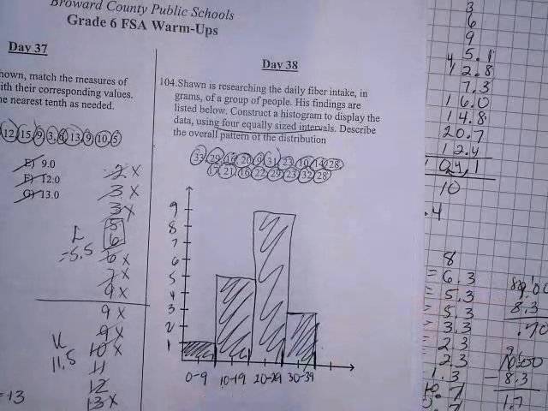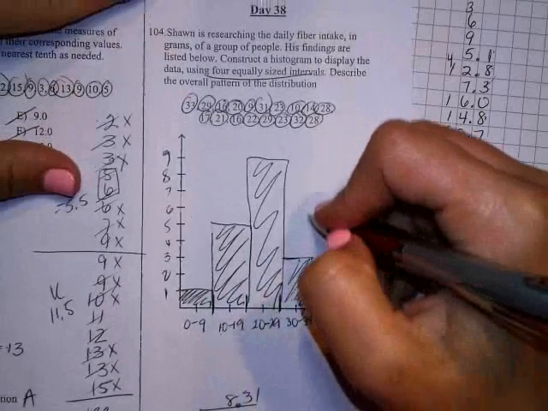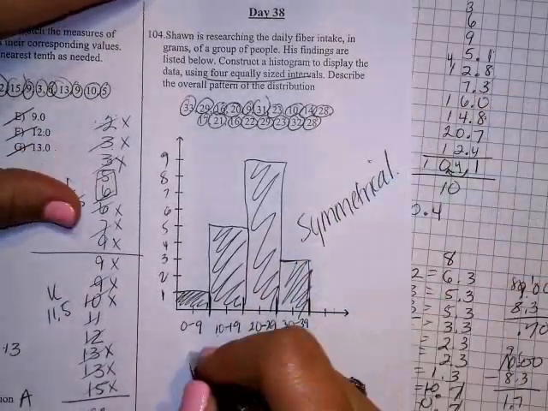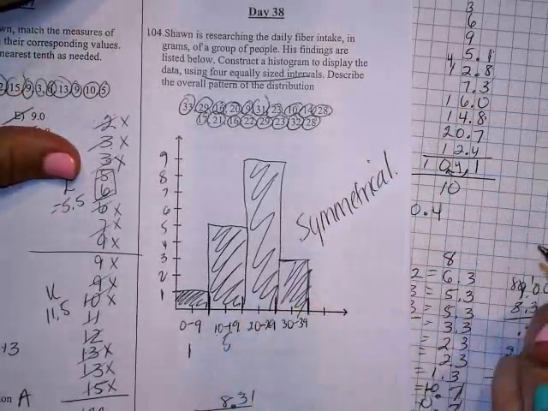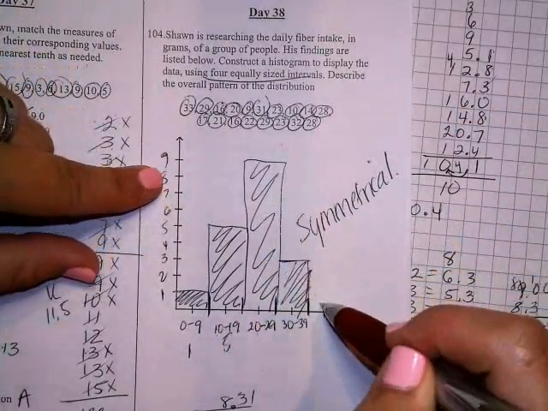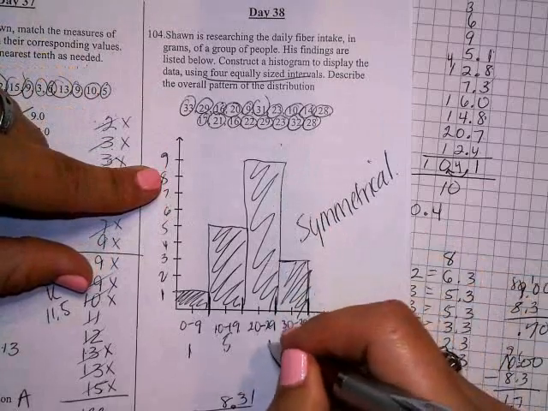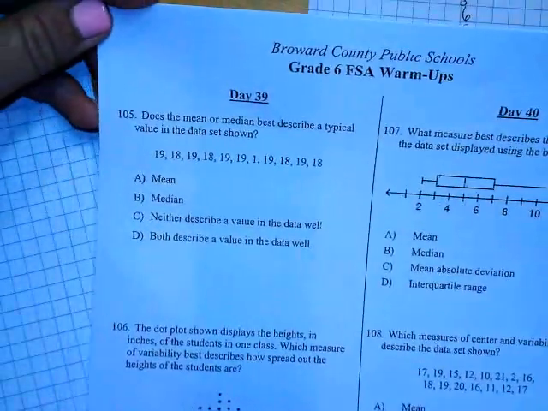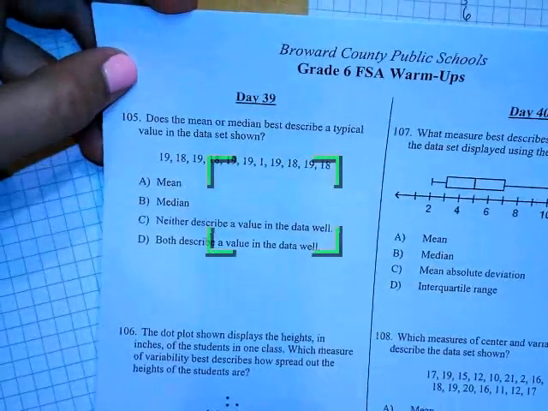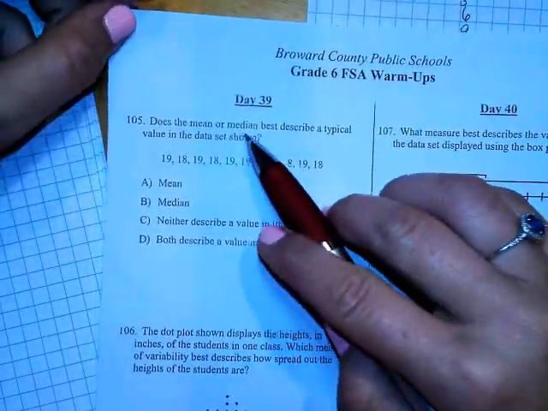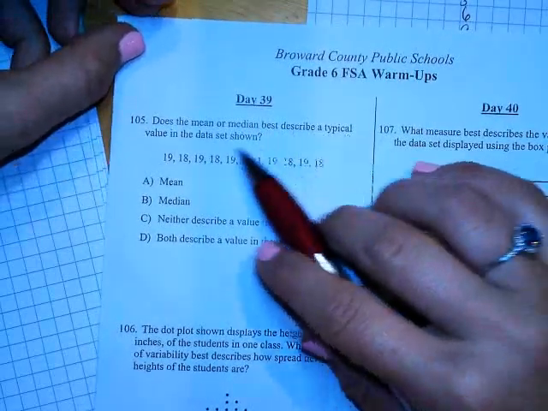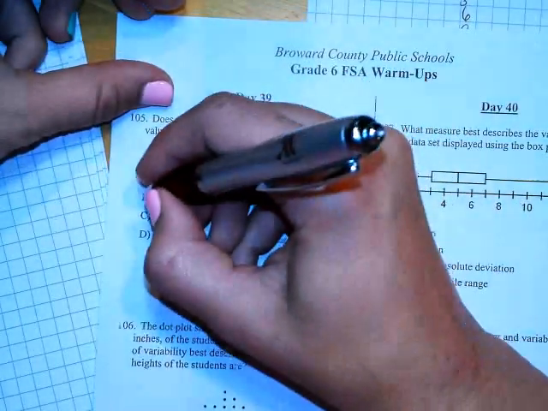From here to here. Now, distribution is symmetrical. Because I have 1 and then 5. Then I have 9 plus what, 3? It's 12. Almost there. Does the mean or median best describe a typical value in the data set shown? A typical value in the data set shown. You would go with the median.